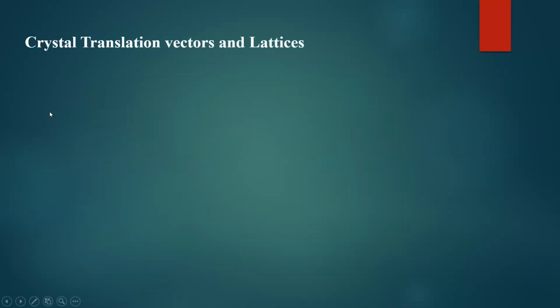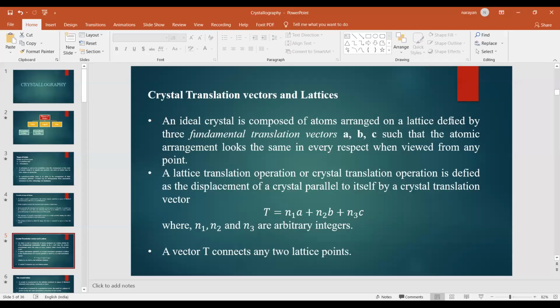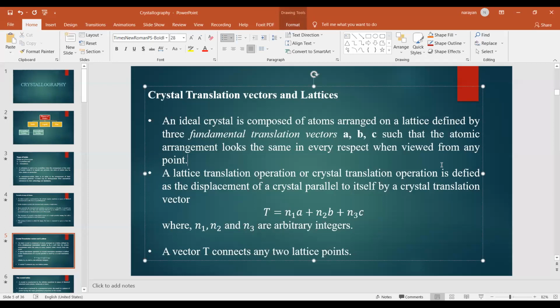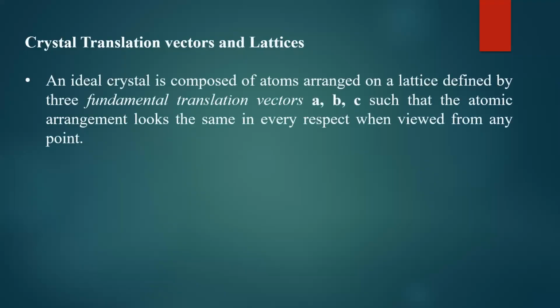So what do you mean by crystal translation vectors and lattice? An ideal crystal is composed of atoms arranged in a lattice defined by three fundamental translation vectors A, B, C, such that the atomic arrangement looks the same in every respect when viewed from any point. Okay, let us take the example of the arrangement of chairs.